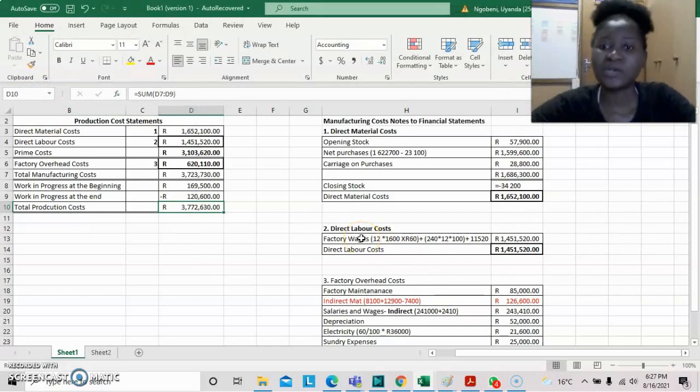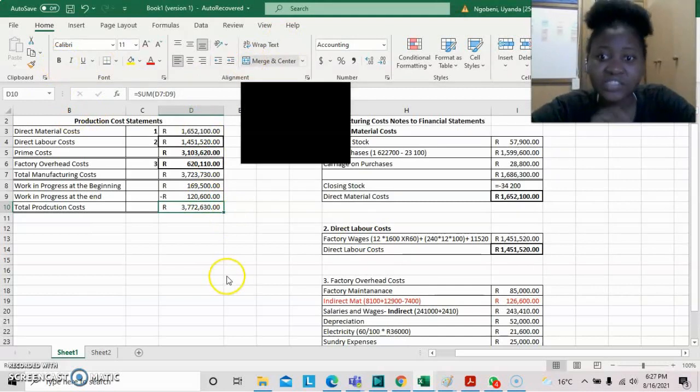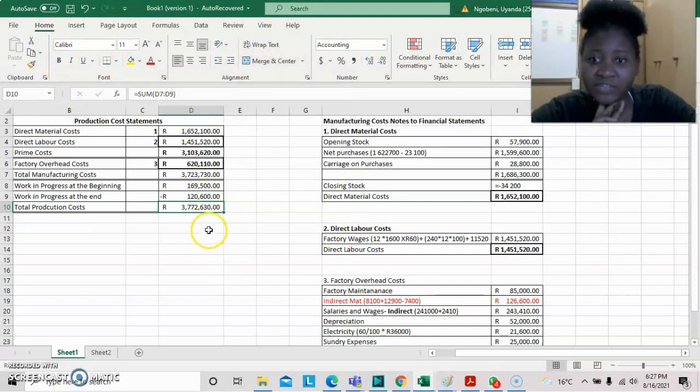Awesome. So this is the total production cost at the end. This is the amount that we are getting at the end, which is 3,772,630.